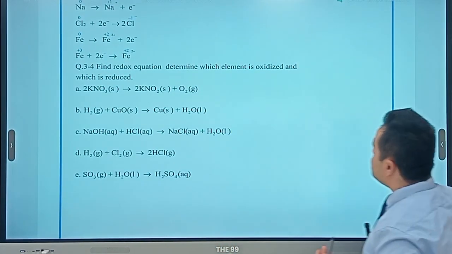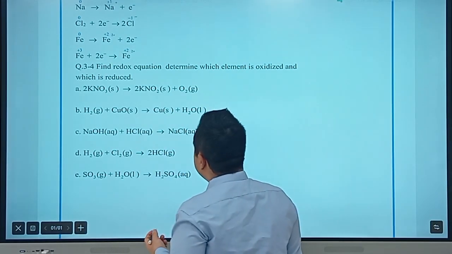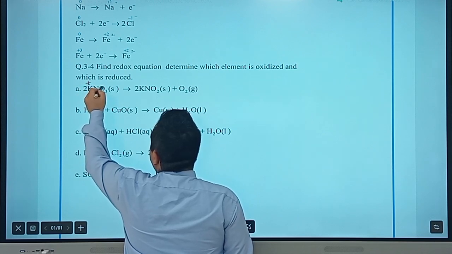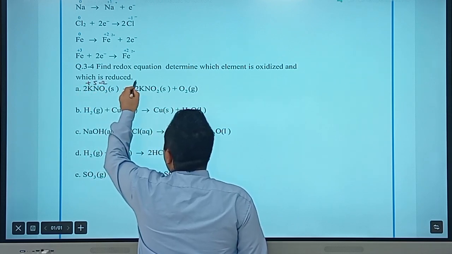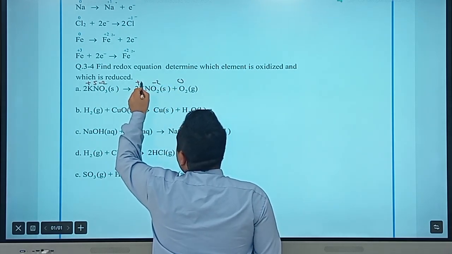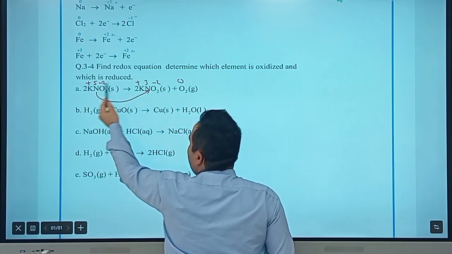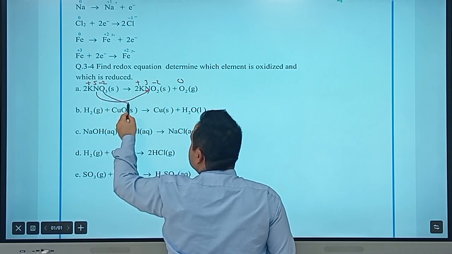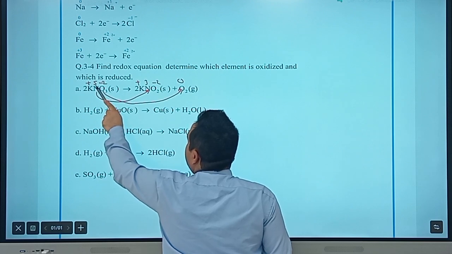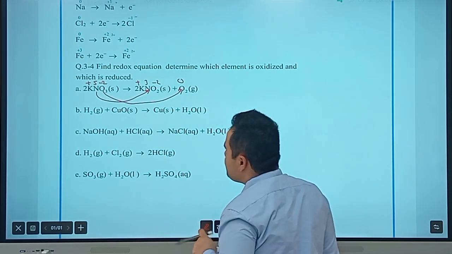Find the redox equation, determine which element is oxidized and which is reduced, guys. Which element is oxidized, which is reduced. Here we have positive 1, 5, minus 2, positive 1, negative 2, 0, minus 4, plus 3. So in this case, nitrogen is reduced from 5 to 3, oxygen from minus 2 to 0. So the nitrogen is reduced from 5 to 3, oxygen is oxidized from minus 2 to 0.